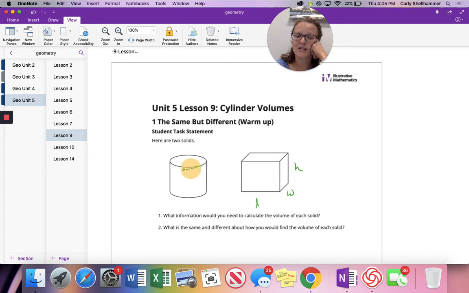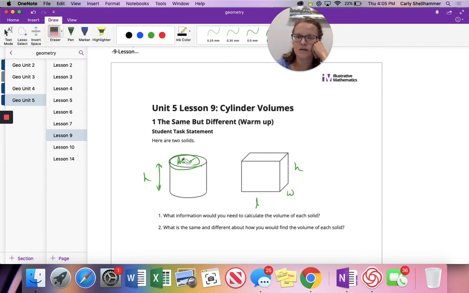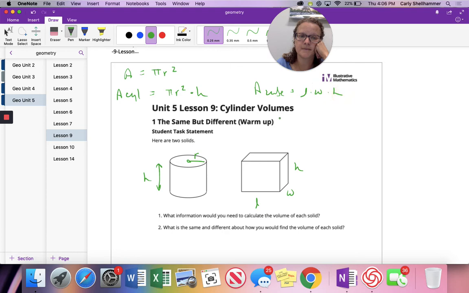The volume is actually the area of the circle, that's sort of our length and width, times the height. So to get the area of the circle, I actually need to know the radius or the diameter, because the area of a circle is pi r squared. And then the height of the circle. So the volume of a cylinder is pi r squared times height. And then the volume of a cube is length times width times height.